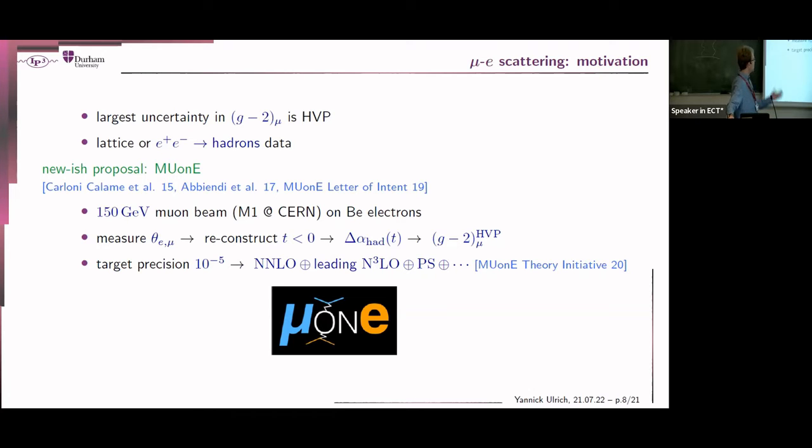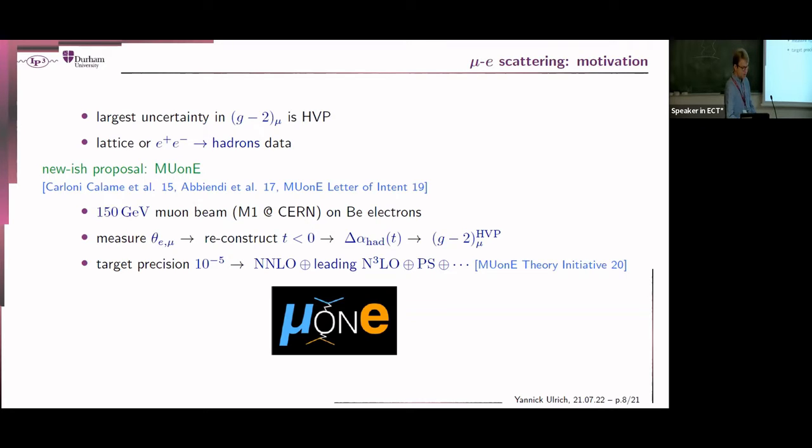And then you take this data, you use it to extract the running of alpha, because you measure essentially this diagram, which is in the logo, muon electron scattering, and you measure this diagram, which is the O, and then you can integrate that to get g-2.